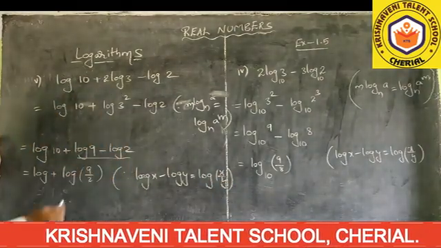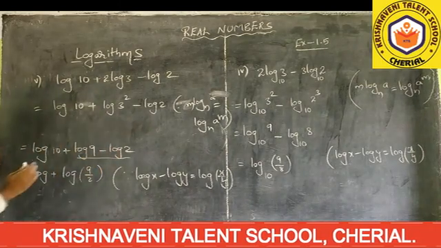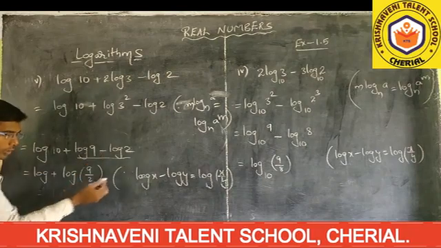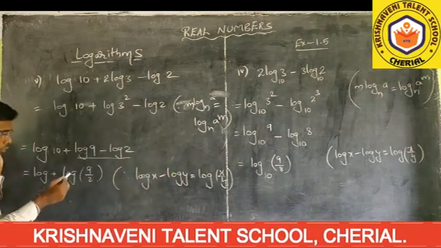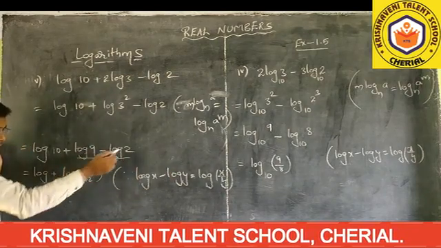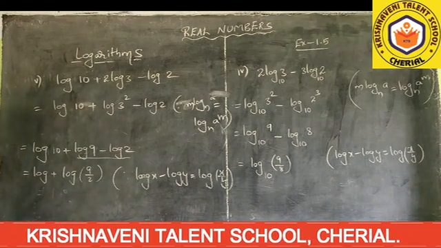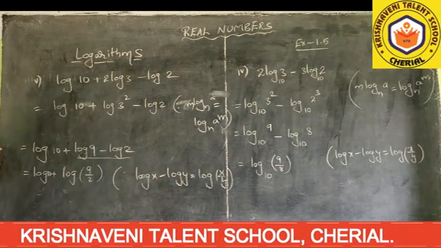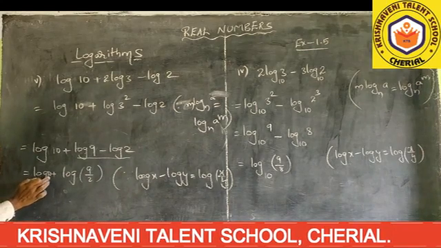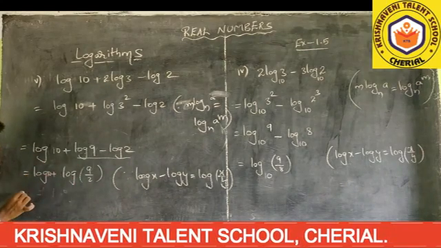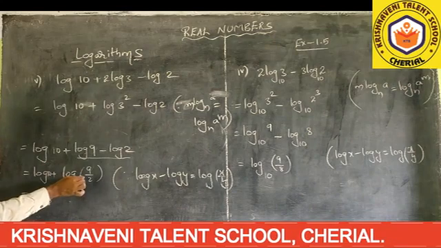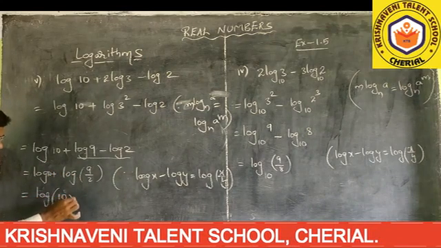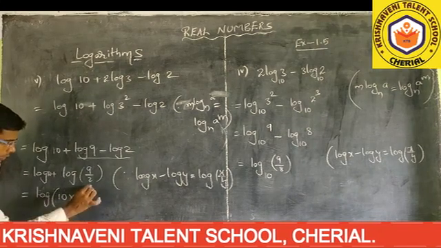This part first. Always simplify from the right. See, first I am taking these two logarithms, log x minus log y, which we write as log x by y. So here we have log 10 plus log 9 by 2. Now again, log x plus log y, how can we write it? As log x into y. So log 10 into 9 by 2.